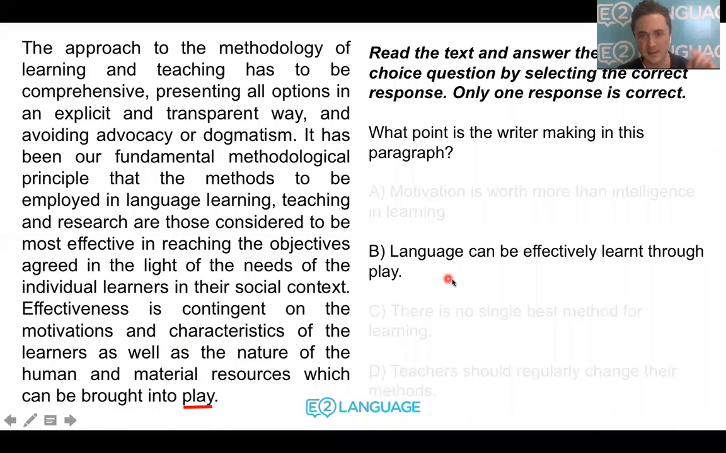Let's check the second one. And you can see the keyword play is here. We found a keyword and then we look to the text, we find that keyword, and that's where you should read. It says, language can be effectively learnt through play. Yes or no? In other words, are they saying the same thing?